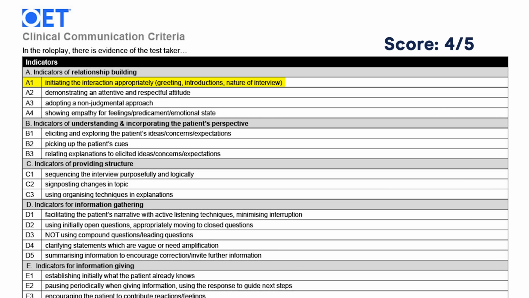Regarding the lifestyle questions, the student's directness lacked indicator A2, demonstrating an attentive and respectful attitude. The student said, "Do you smoke? Do you drink alcohol? Do you exercise?" A better approach would be, "Would you mind if I asked a few questions about your lifestyle to get a better picture?" Asking for permission before asking sensitive questions is a key indicator of respect.